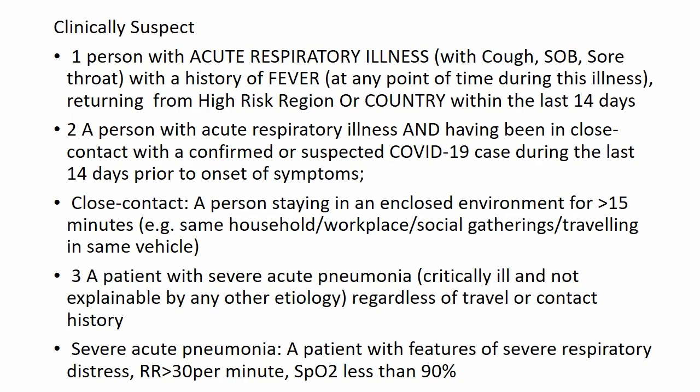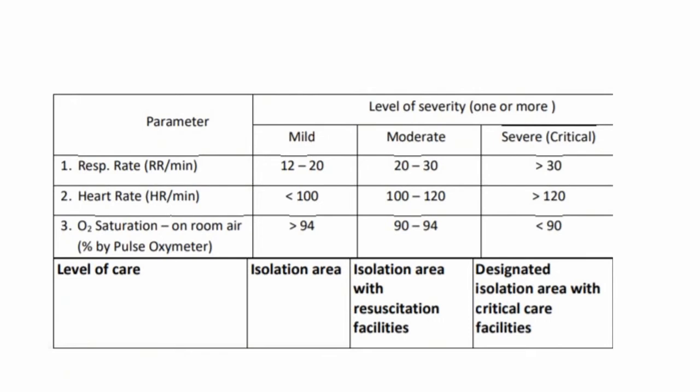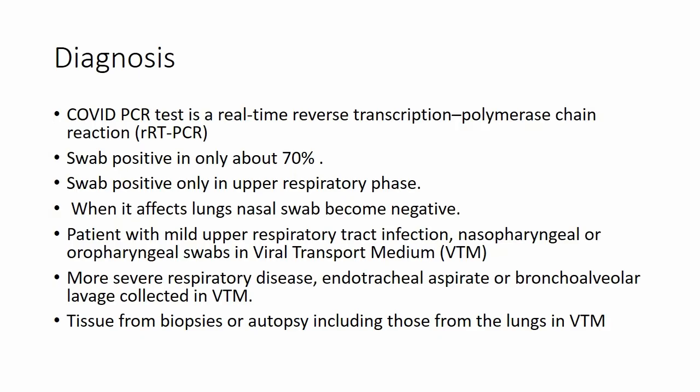Who are the clinical suspects? If a person with acute respiratory illness, with cough, shortness of breath, sore throat, with a history of fever at any point of time during the illness, returning from high-risk region or country within last 14 days. And also a person with acute respiratory illness and having been in close contact with confirmed or suspected COVID-19 case during the last 14 days prior to onset of symptoms.